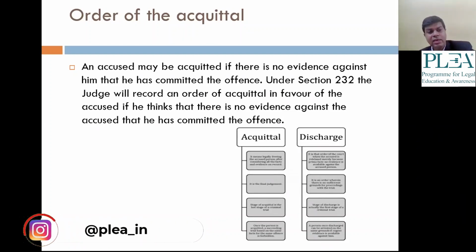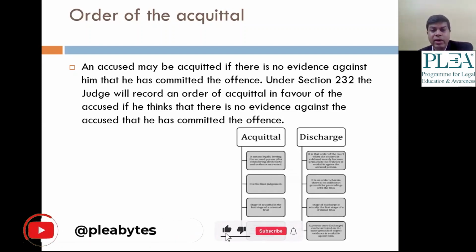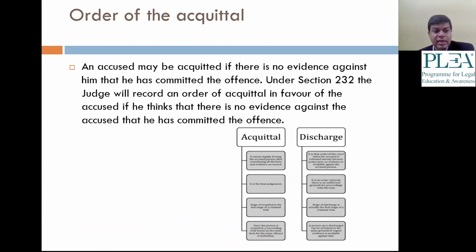Okay, so there is a difference between acquittal and discharge. In acquittal, if there is no evidence and the judge feels that he has not committed the offense, then the judge will acquit the accused. And discharge is what? If the judge feels that the other accused who are made party to the case have not committed the offense, then the judge, before the trial itself, may discharge the other accused. So there is a difference between acquittal and discharge.